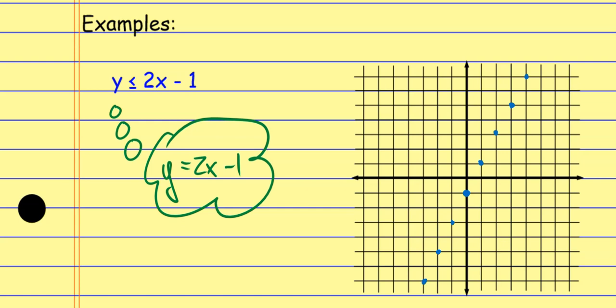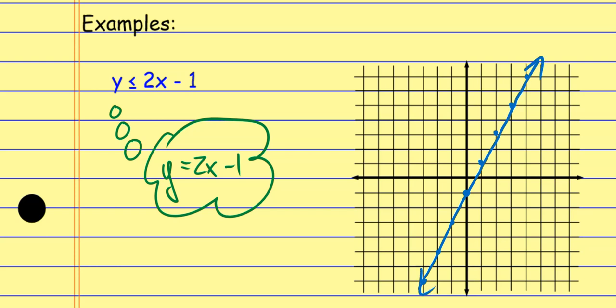But now instead of just drawing a line, I have to decide, okay, this was an inequality. Do I use a solid line or a dotted line? When we look at this, it's y is less than or equal to. So because of that equal to condition, I use a solid line here. Okay, so I connect these with a solid line.